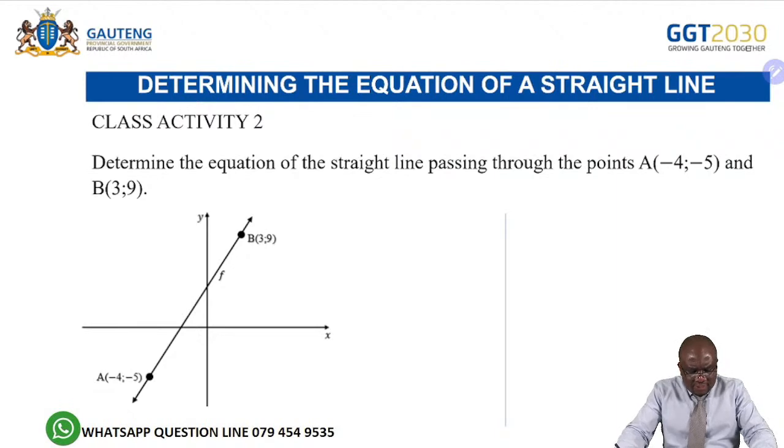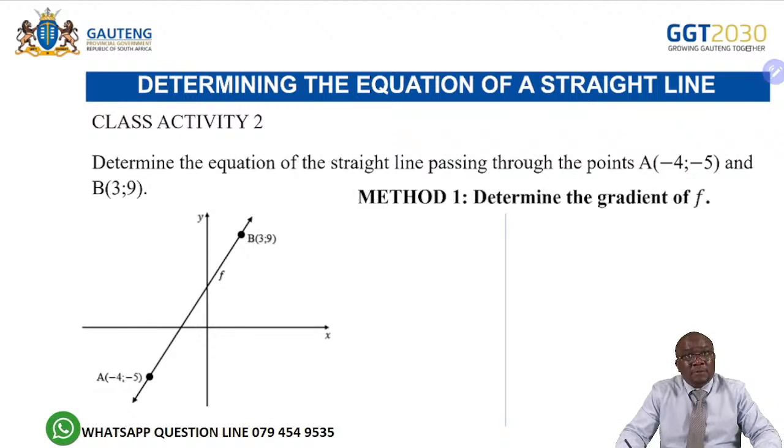Determine the equation of the straight line passing through the points A, negative 4 and negative 5, and B, 3, 9. Can you see that? What do we do? Let's start with the first method, the gradient method. Let's find our gradient. This is the gradient formula. Let me write it for you. Find the gradient for 30 seconds.